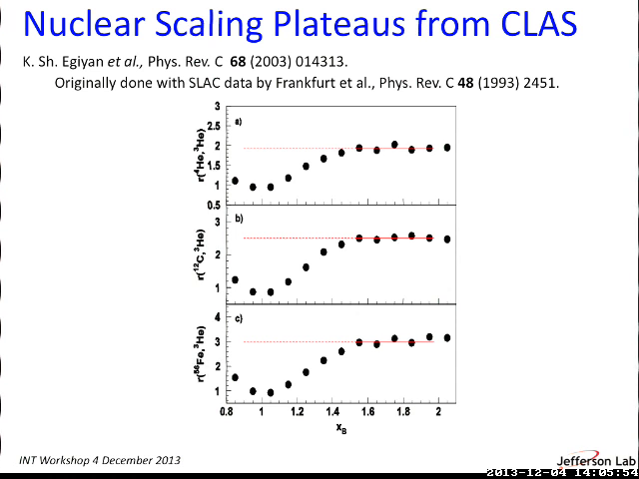So people did do inclusive scattering, originally done at SLAC by Frankfurt. And what you're looking at here is helium-4 divided by helium-3. They've taken the ratio of the inclusive cross-sections. They've also taken into account the counting of the nucleons in the nucleus. And what they observed as they plotted their data versus Bjorken x is a region with a shape that's natural if you assume the size of the nucleus is different between the two, and a region that was flat.